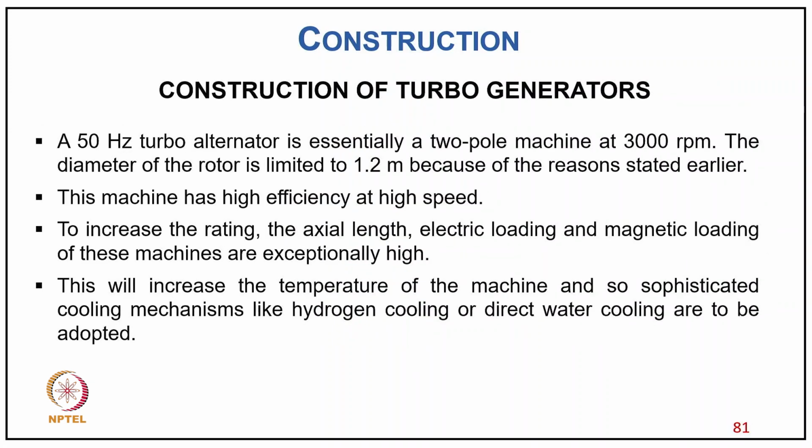Now coming to construction of turbo generators, a 50 Hz turbo generator is essentially a 2-pole machine running at 3000 rpm. The diameter of the rotor is limited to 1.2 meter because of the reasons stated earlier, of transportation as one unit, and this machine has a high efficiency at high speed. So to increase the rating, axial length, electrical loading and magnetic loading of these machines are exceptionally high. This increases the temperature of the machine, so sophisticated cooling mechanisms like hydrogen cooling or direct water cooling are adopted in these turbo generators.